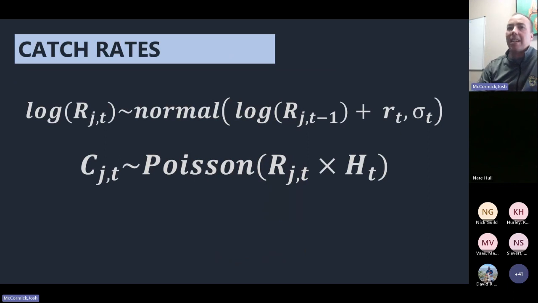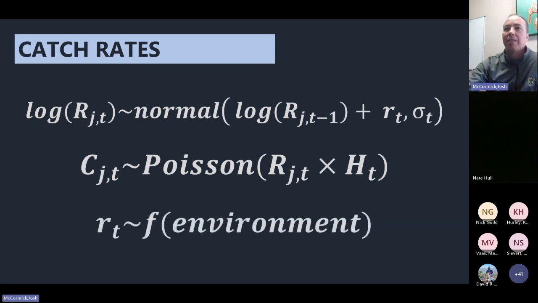Just for simplicity, I talked about angling effort in the paper and in this talk, but we also use state-space models to estimate catch rates, which we then multiply by our effort estimates to estimate total catch. And the same theory applies with our catch rates as it did for our effort estimates. This allows us to estimate the things that influence the rate of change in catch rates. A lot of times this is environmental covariates. So that's our next area of research on this topic.